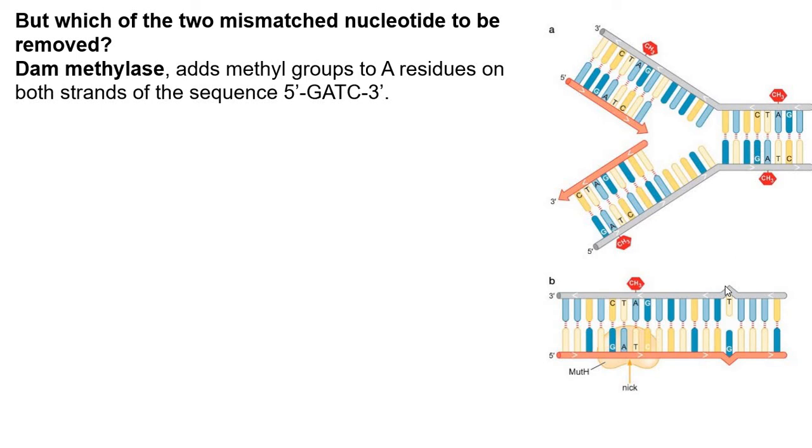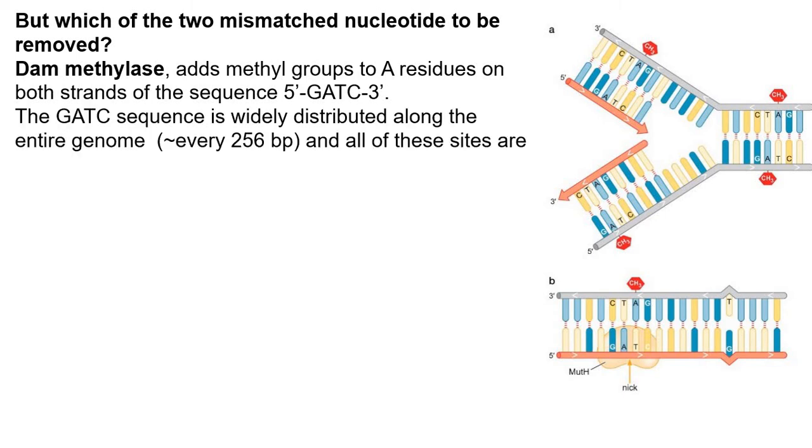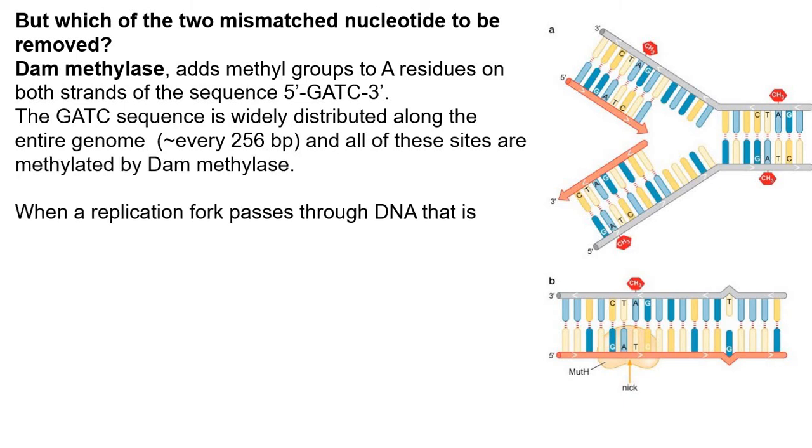So Dam methylase works with the replication fork, but it's behind MutH. So MutH is still looking at if there is any problem, and Dam methylase puts this methyl group in the daughter strand behind MutH. I'm getting ahead of myself. So this GATC sequence is widely distributed in the entire genome of E. coli. Every 256 base pairs there is a GATC site, and all of these GATCs have adenine methylated by Dam methylase.